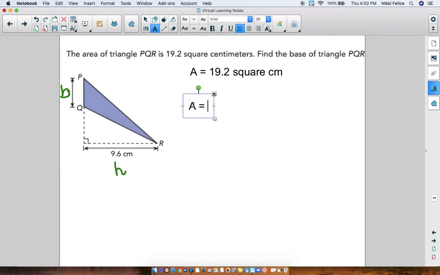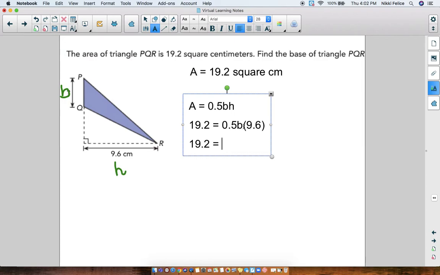Area equals half times base times height. Do we know the area? Yes, we do. It is 19.2. And that equals half times the base, which I don't know yet, times the height, which is 9.6. I'm going to put that in parentheses, actually, to make it easier to see.